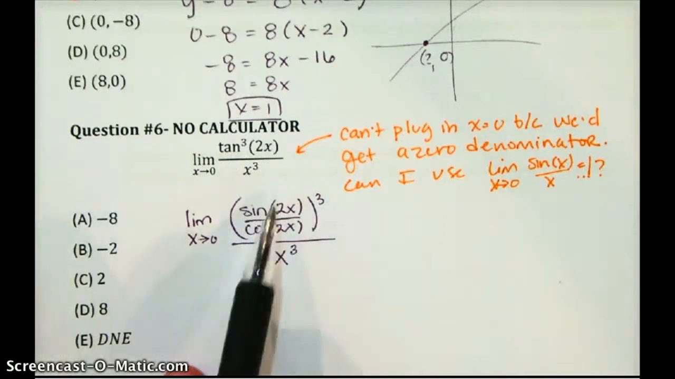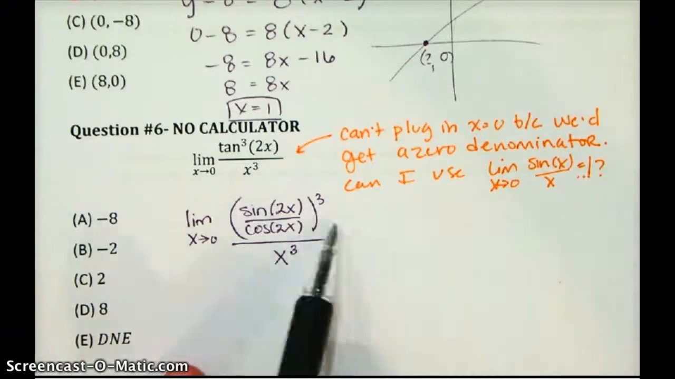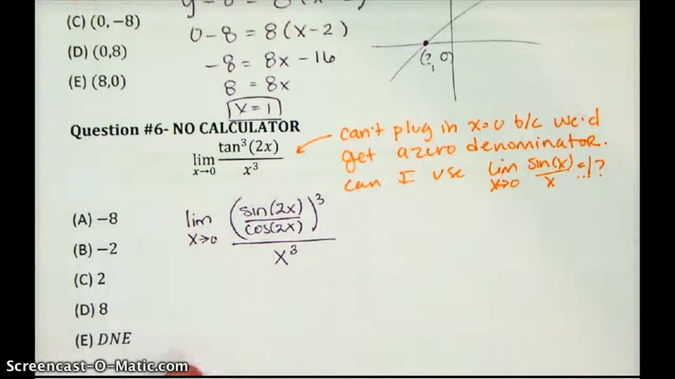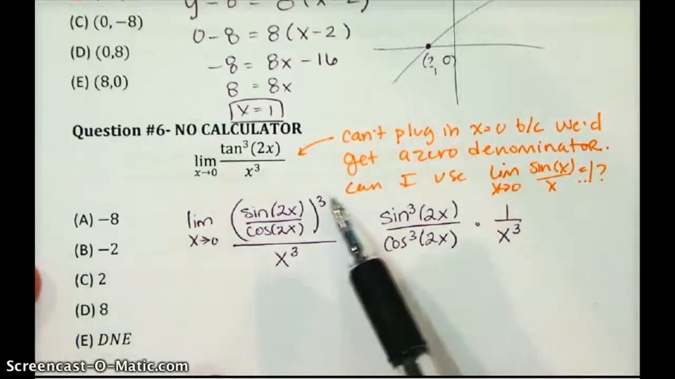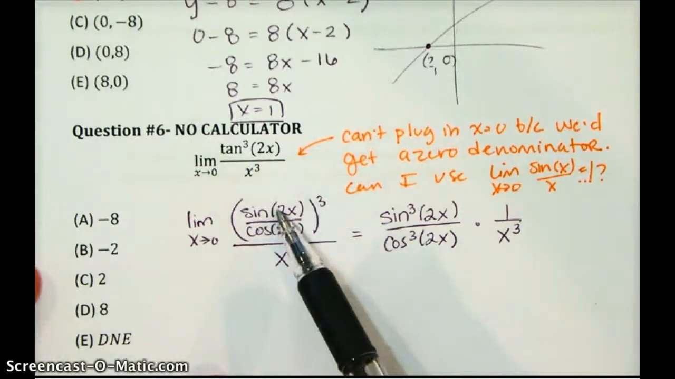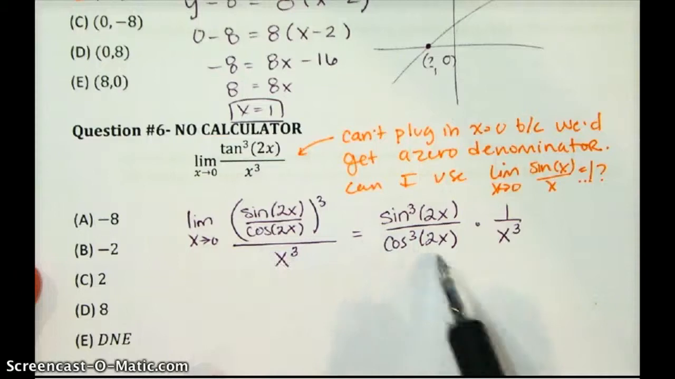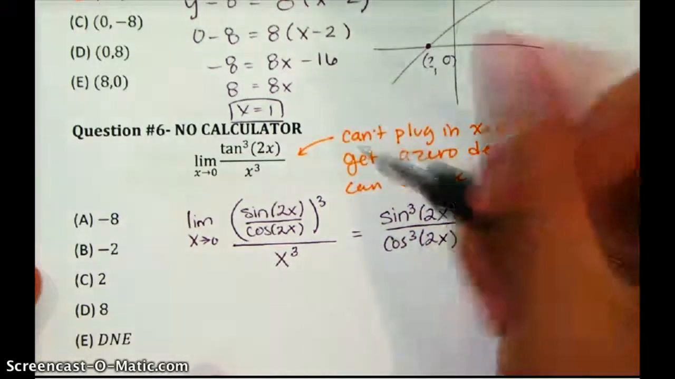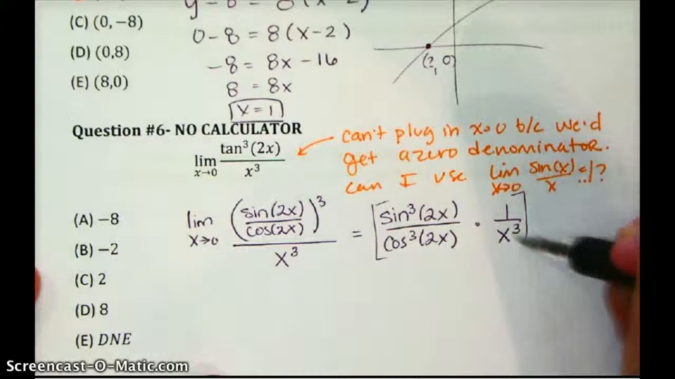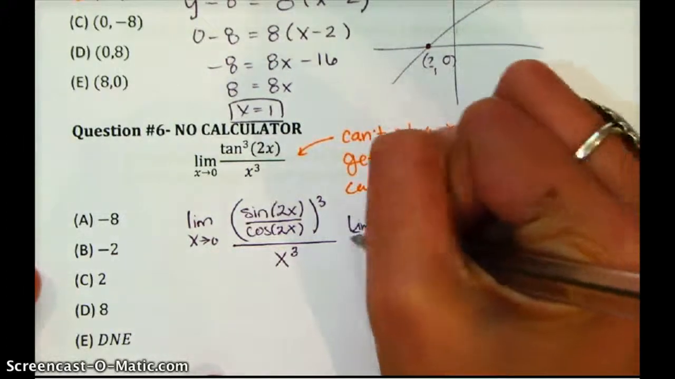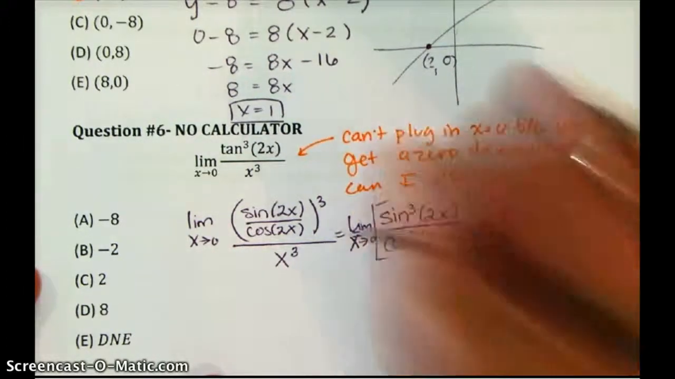My next step is going to be to write this out as an even fraction, so I'm going to keep, change, flip. And at that point, I went ahead and distributed the cubed to the top and the bottom, because my next move is going to be to split them out. I'm going to now rewrite this, and I actually made a mistake here if you see it. This all needs to be a limit, otherwise it would be wrong.